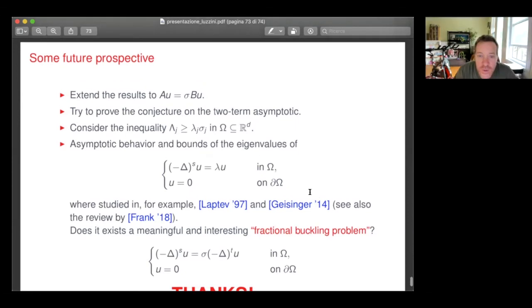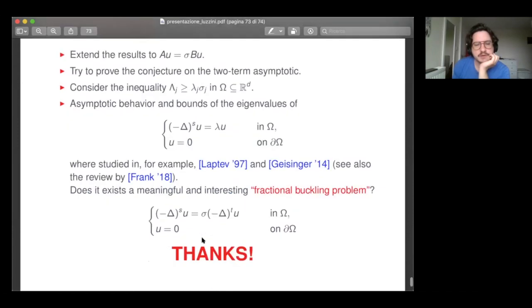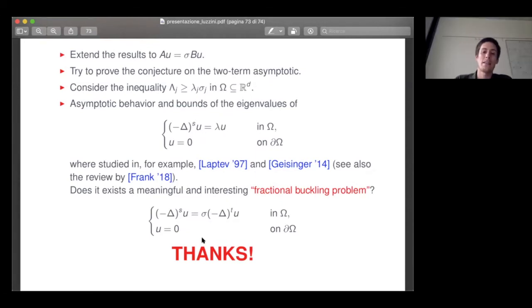Anyone else wants to ask something to Paolo? For the fractional buckling problem, do you have any idea what the relationship between s and t would be? Well, one expects that it will behave as the fractional problem with an index which is the difference between these two powers. So the natural thing to expect is this one.